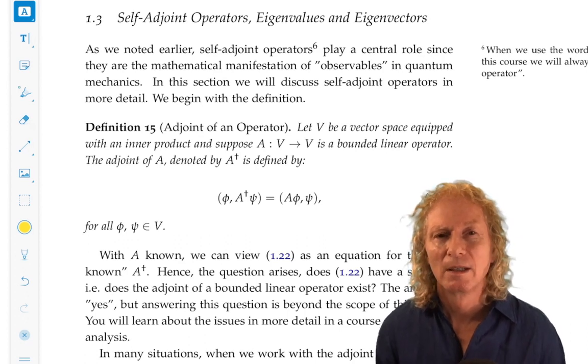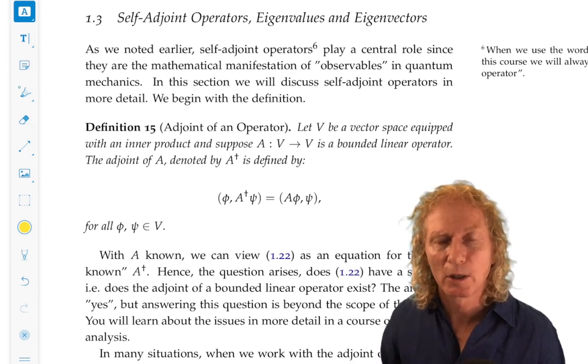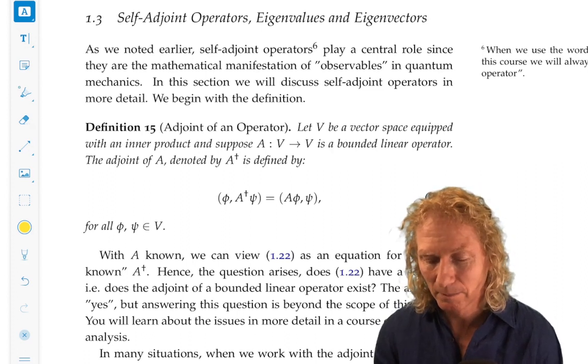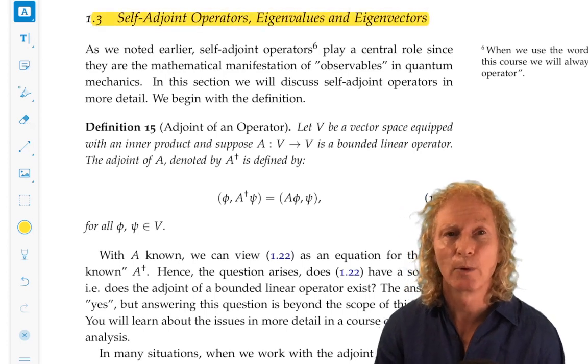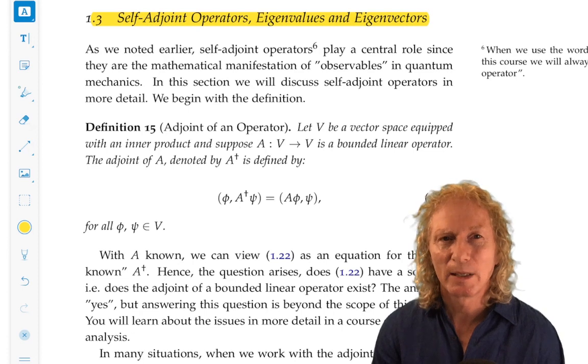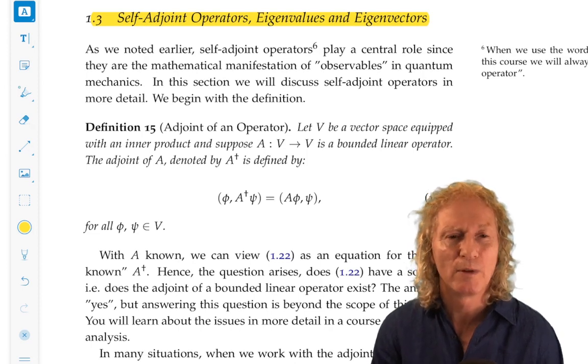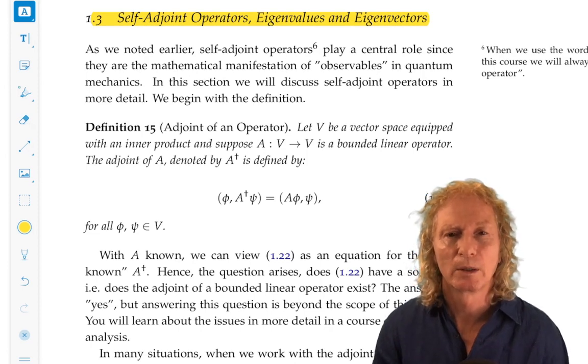Okay, that's all I'm going to talk about in this lecture, but in the next lecture, we're going to talk about self-adjoint operators and eigenvalues and eigenvectors. Now we get into the real meat of quantum mechanics. We use everything we've done in the previous lecture, but we're going to talk about it in a very specific type of way.